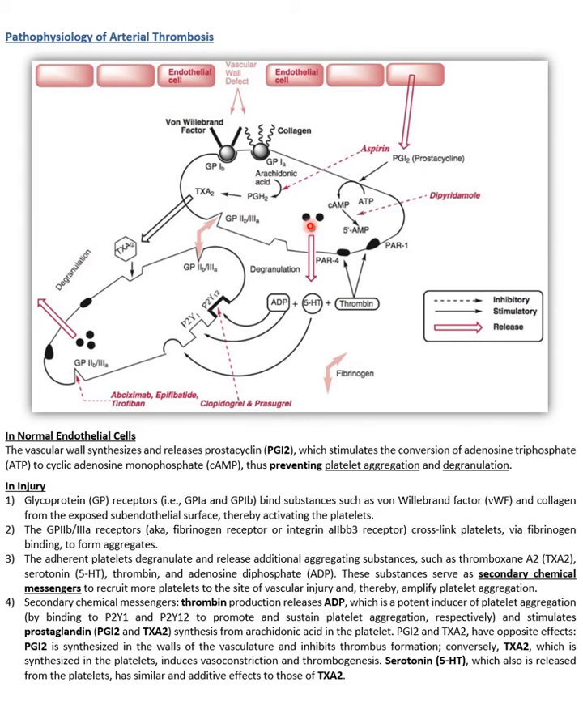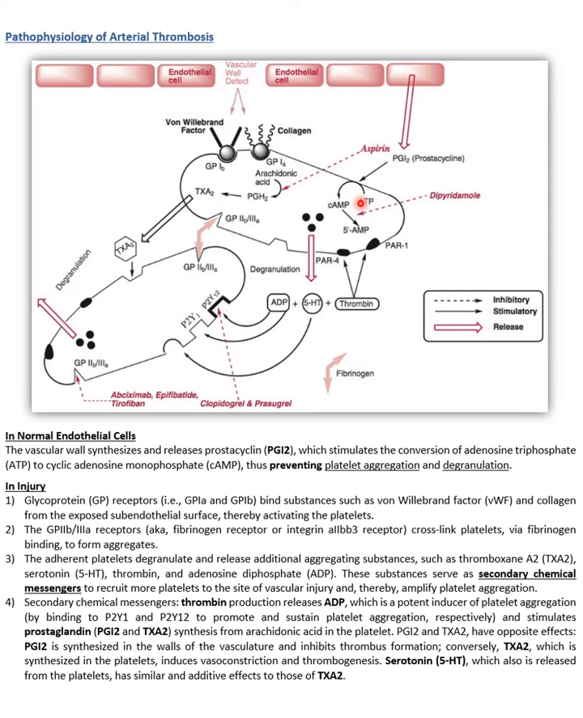Basically, stop the degranulation process. Okay. So our goal, as you will see later on, is to enhance or increase the amount of the cyclic AMP such that we inhibit the platelet aggregation. So our goal is to maintain this normal process.